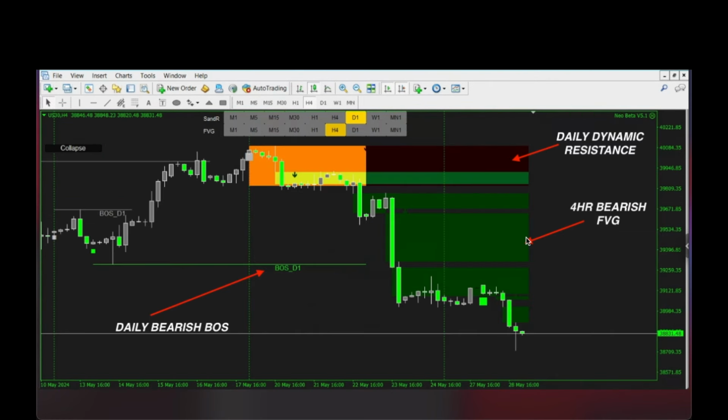If we go over to US 30, this was part of the trades that I took where you could see that there were profits in the group before. Here we had a daily dynamic resistance zone, which is the resistance level on the daily chart. We had some 4 hour bearish FVGs here, and we had the daily break of structure. Literally just 3 confluences and you're looking at a trade setup.